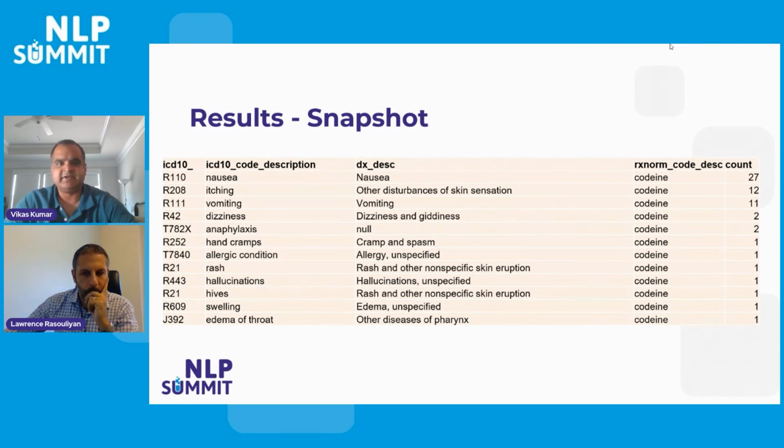And you'll see on there some nausea and vomiting codes. You'll see allergies and rash reactions. You'll see hallucinations. And if you were to look at the product labeling, you would see that this corresponds pretty well to the adverse drug events indicated in the product labeling for codeine. We also have another example on the next slide.